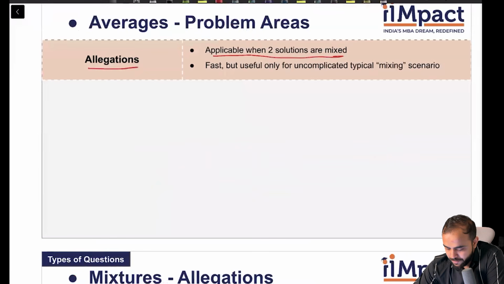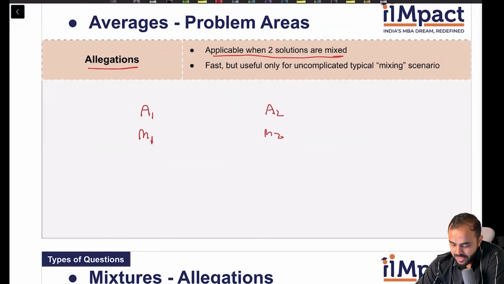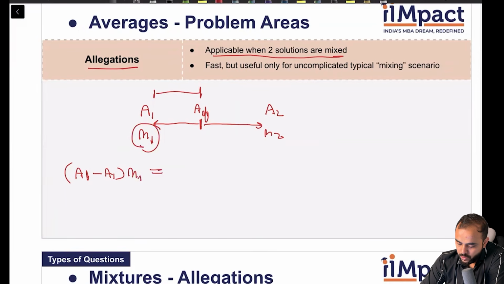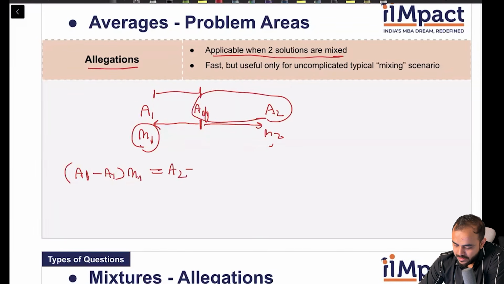solutions are mixed. So what happens is if you have an average A1 of n1 items and average A2 of n2 items, and I say if I mix them, my average becomes, let's say, a final AF, then what I'm really saying is that the sum of the negative gaps has to be equal to the sum of the positive gaps, which means AF minus A1, which is this gap is shown by how many people, n1, should be equal to this gap A2 minus AF, which is shown by n2 people.